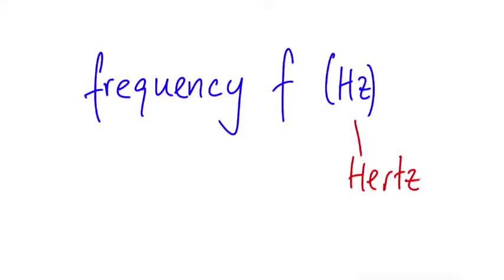The unit hertz is abbreviated as a capital H followed by a small z. It actually stands for per second. So 1 hertz equals 1 wave per second.